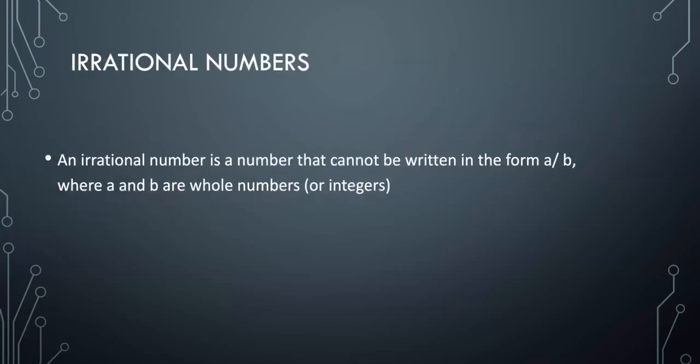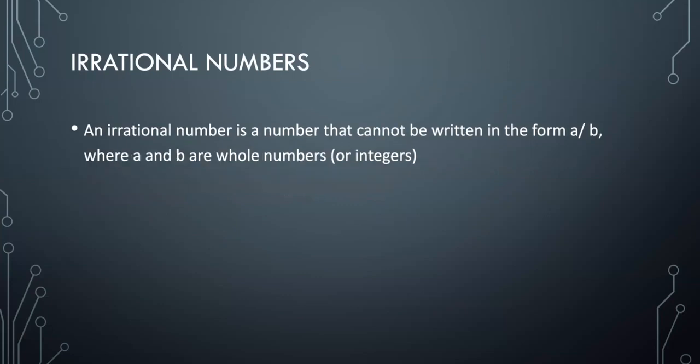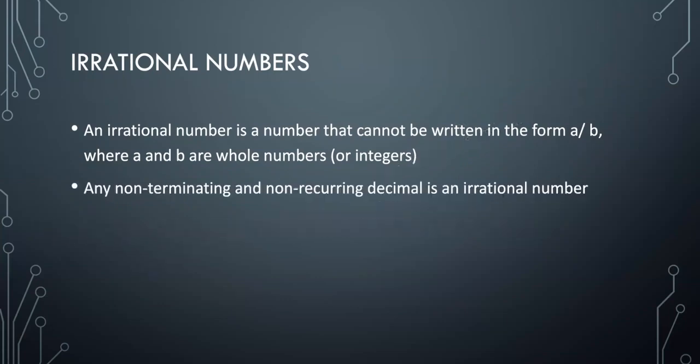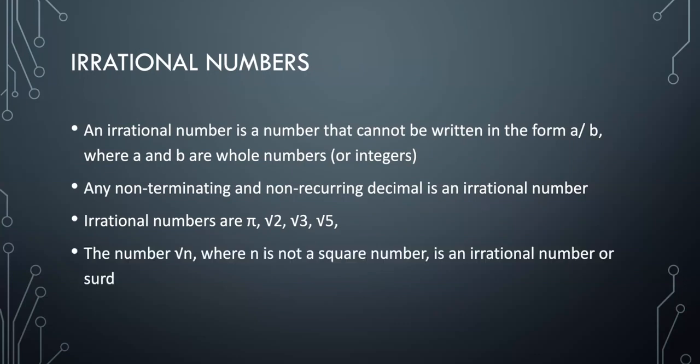Irrational numbers. An irrational number is a number that cannot be written in the form of a over b. Any non-terminating and non-recurring decimal is an irrational number. Pi, root 2, root 3, root 5, these are irrational numbers. Root n, where n is not a square number, is an irrational number.